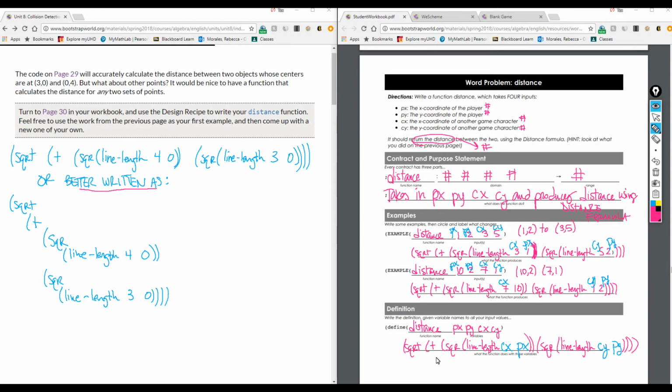And so this function here follows the structure of the distance formula that I have, but instead of saying specific numbers, it's saying that we're going to subtract the x's and we're going to subtract the y's.